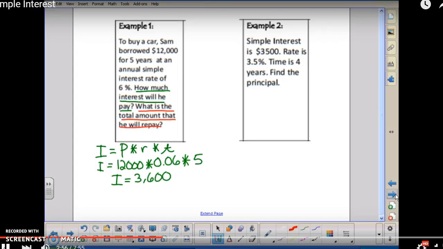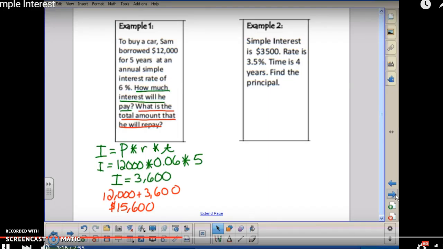Second question says, what's the total amount that he will pay? So in order to do this, we need to add our interest onto our principal. So $12,000 plus $3,600, which is going to give us $15,600. So this question had 2 parts. You had to answer both questions.